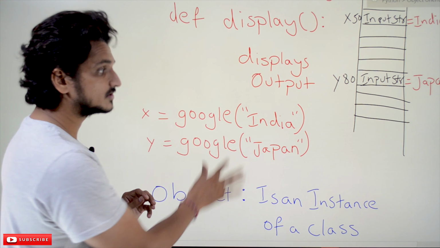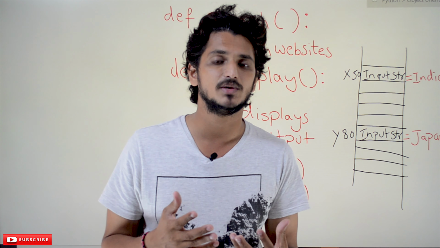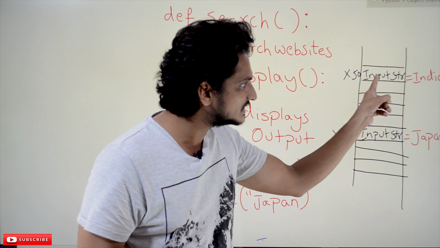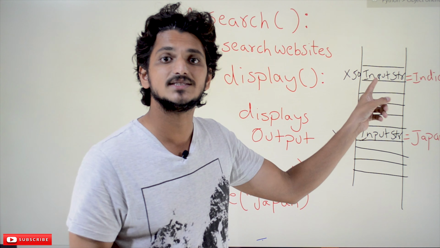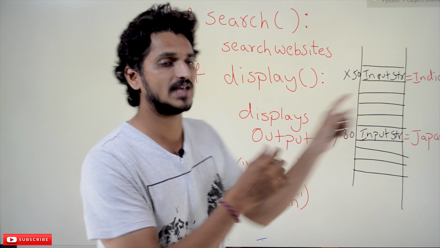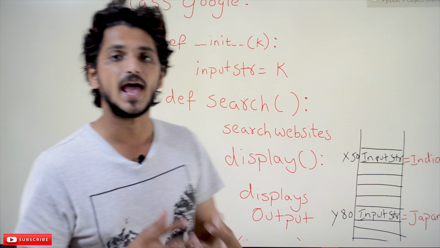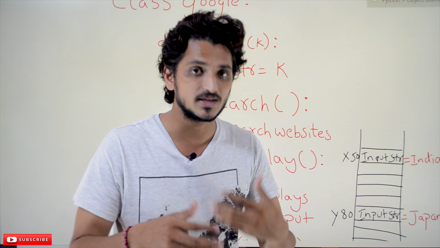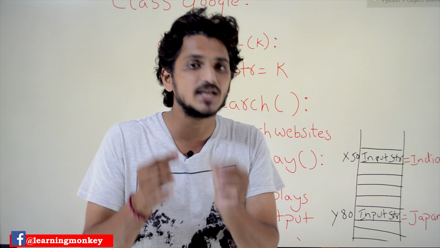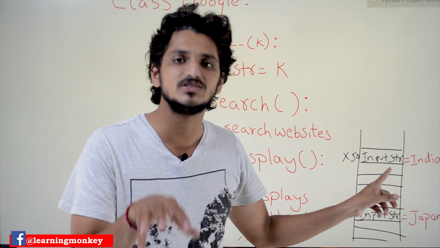Now coming to instance variables. Why did we get the name instance variables? The variables that are saved in this memory location, we call them instance variables. So in our example, the variable input str is considered an instance variable. I repeat it again, it's very important: the variables that are saved in this memory location, we call them instance variables.